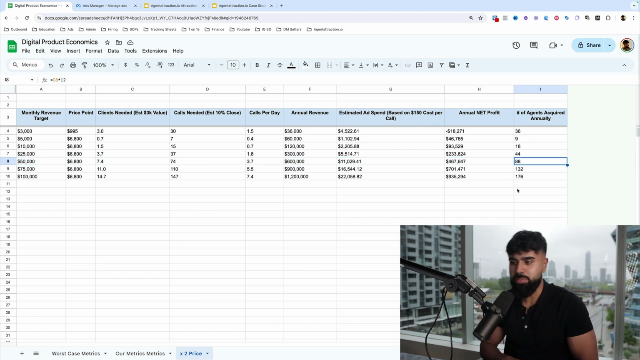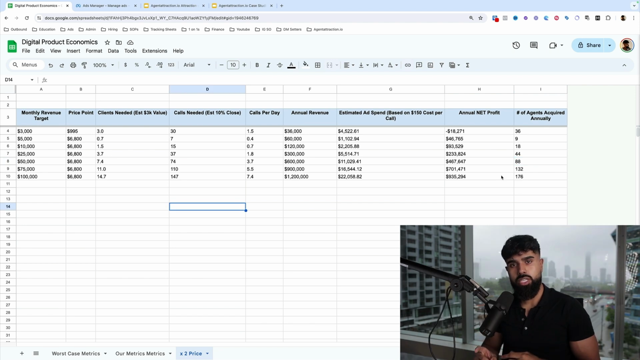This is the power of using a paid digital product. The more you up your prices, the fewer clients you need, and the better the agents that you bring on board. These are agents that are more motivated, more invested, more likely to produce, and less likely to churn off.